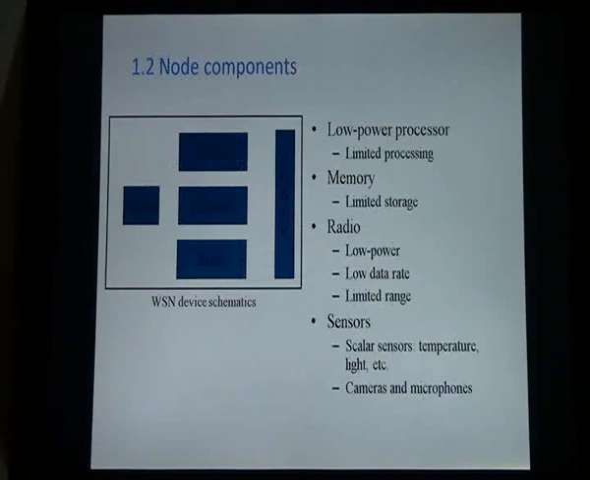A sensor node comprises a low power processor which has limited processing capacity and limited memory. As far as the radio is concerned, it is a low power radio which has a very low data rate with a limited range. As far as sensors are concerned, they are scalar. They can measure temperature, light, pressure, motion, and they can be placed in the form of cameras or microphones.